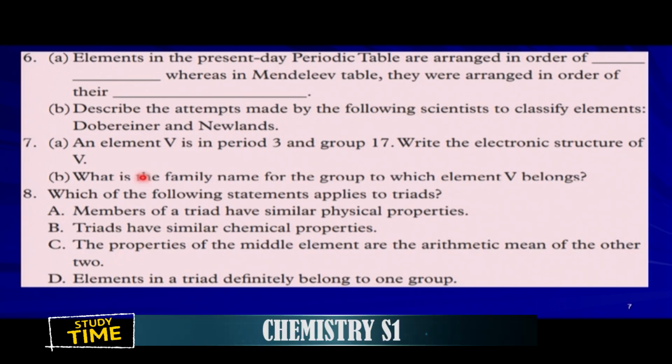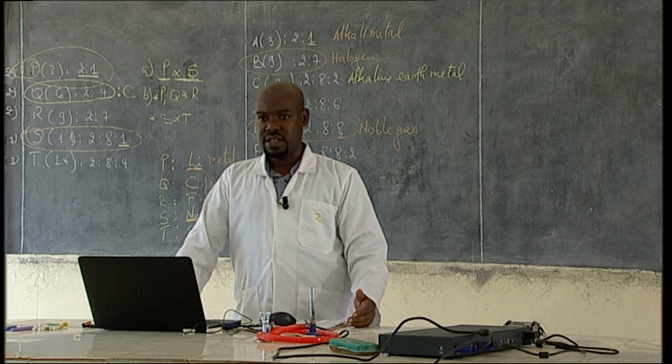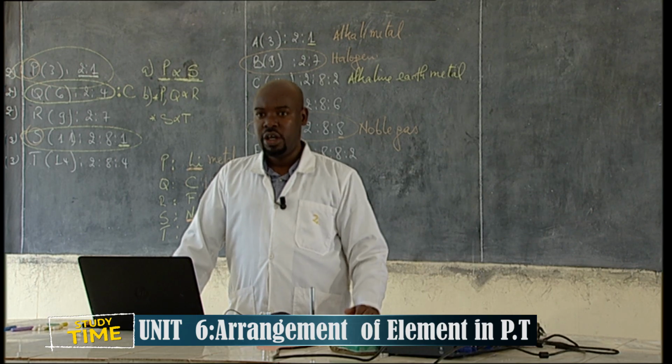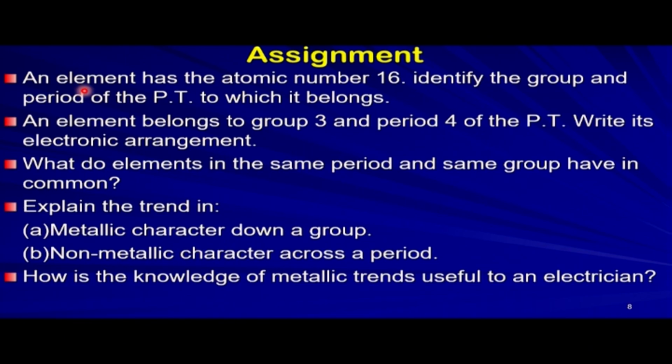Now let's go to the assignment. Remember, practice makes perfect, so we have to always exercise. That is the reason why, even with the assessment, you have the assignment, more exercises to try. An element has the atomic number 16. Identify the group and the period of the periodic table to which it belongs. An element belongs to group 3 and period 4 of the periodic table. Write its electronic arrangement.